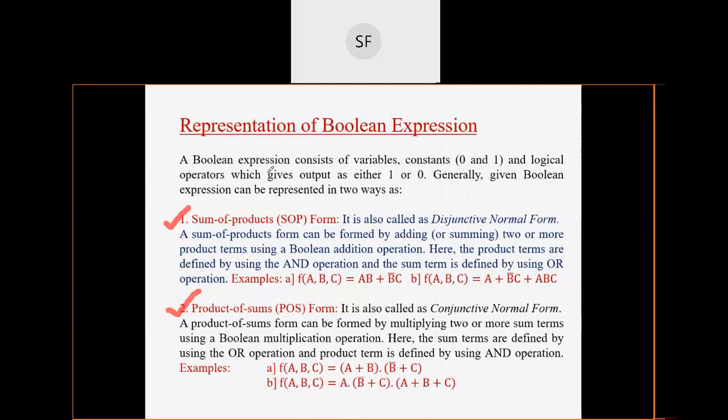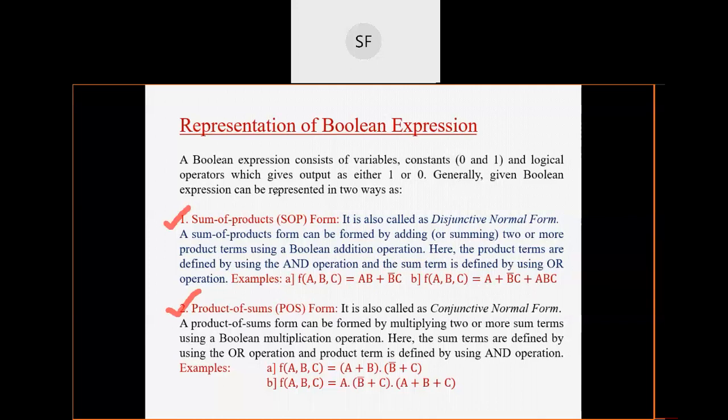Okay. Boolean expression consists of variables. Variables are nothing but A, B, C, those are variables. Boolean expression consists of variables, constants. Constants can be 0 and 1. And logical operators such as AND, OR, NOT. These are the logical operators. Boolean expression consists of variables, constants, logical operators, which gives output as either 1 or 0. Again, since this is Boolean, the input and output will always be 1 or 0.